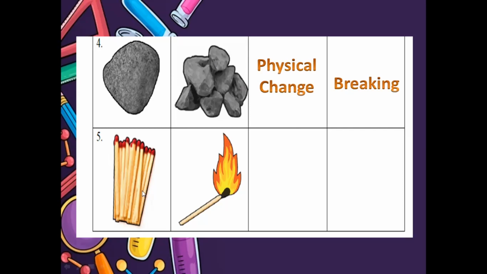Number 5, we have matchsticks. Mga posporo at sinindihan ang isang palito. So what change takes place? Chemical change takes place. Why is it so? Kasi diba, itong palito na to, sinindihan natin.